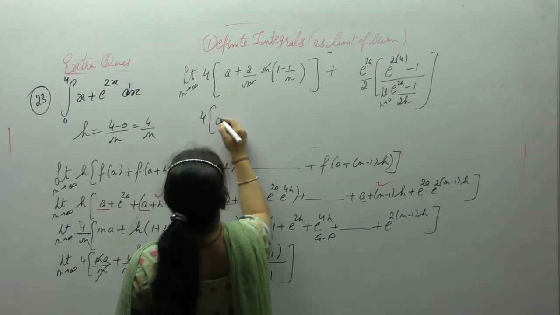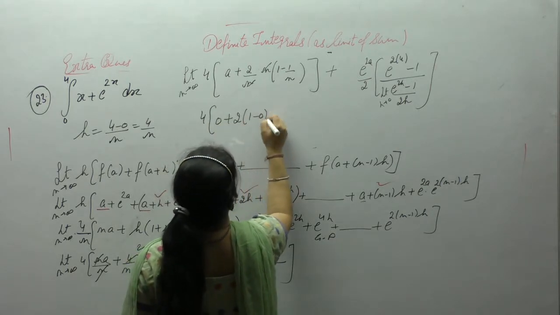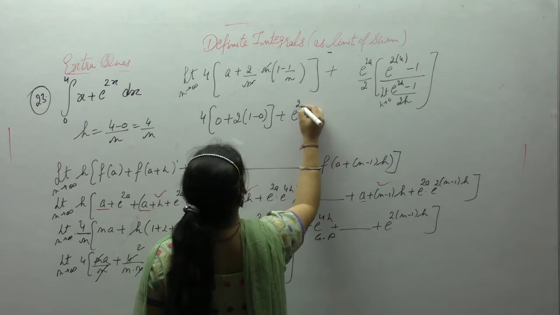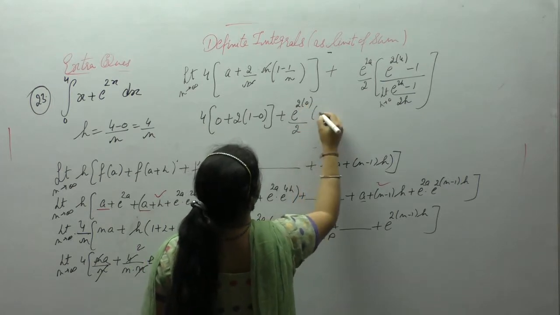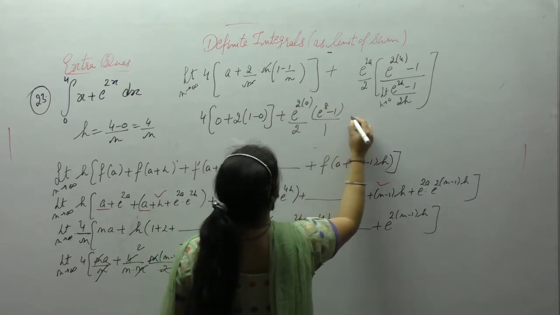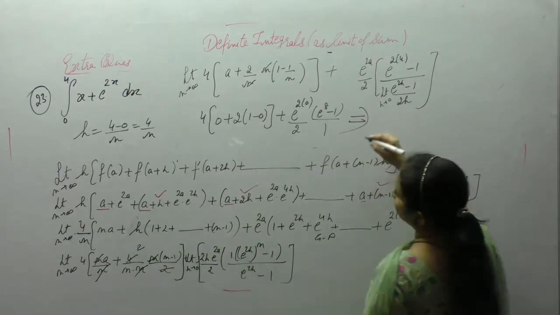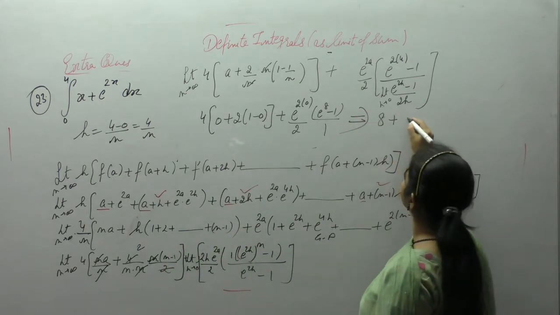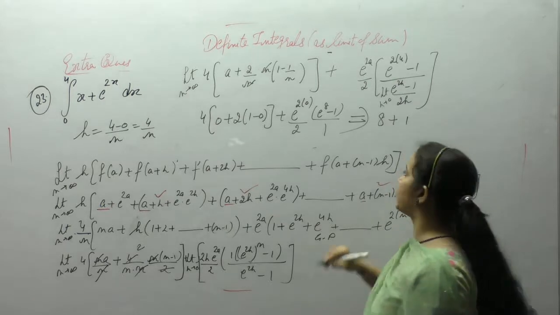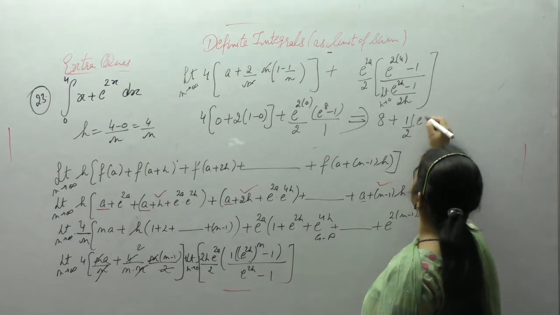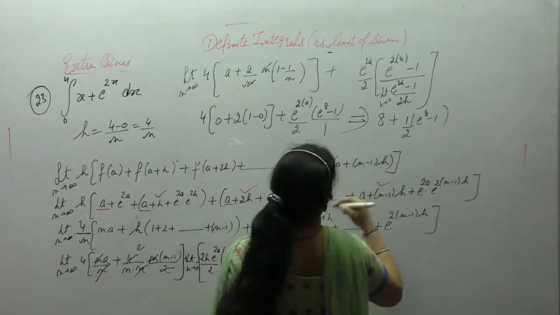a is 0, so 4 times 2 times (1 minus 0), plus e^2a with a is 0, that is e^8 minus 1 upon 1. 4 into 2 is 8. Something power 0 is 1. So we get 8 plus 1 by 2 times (e^8 minus 1).